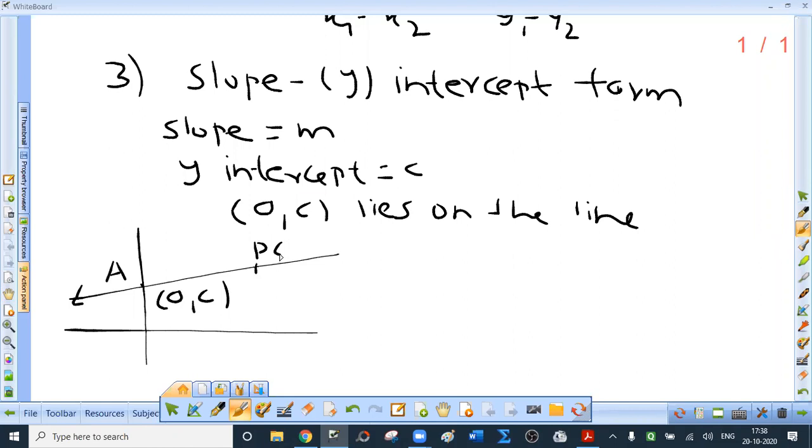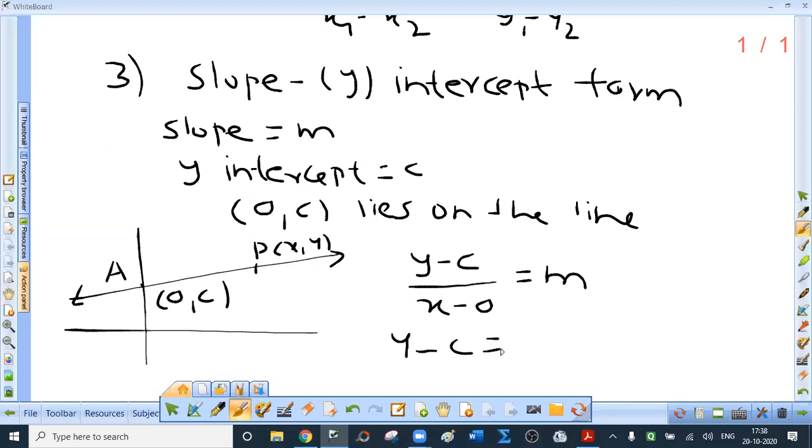Let P(x, y) be any point on the line. Now, as per definition, what is the slope of line AP? It is (y minus c) upon (x minus 0). But it is given to be m. So y minus c equals mx. So y equals mx plus c.